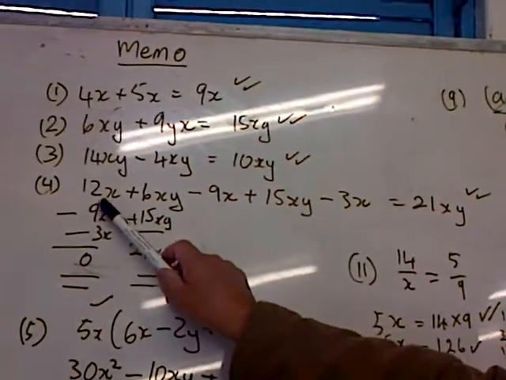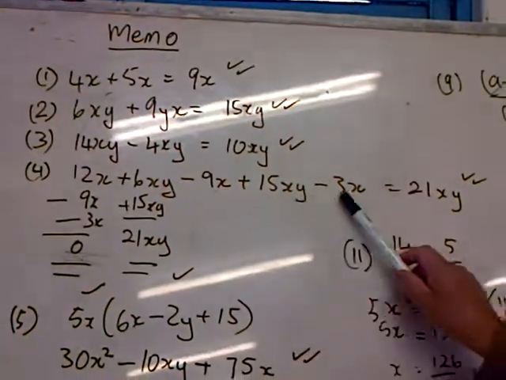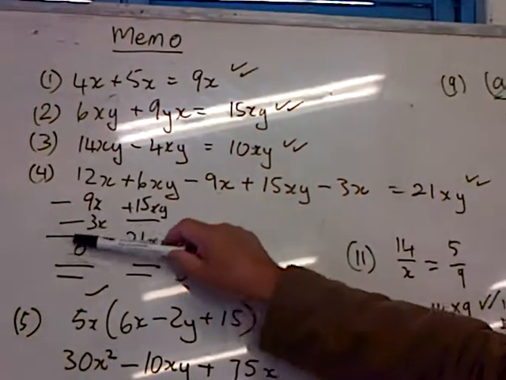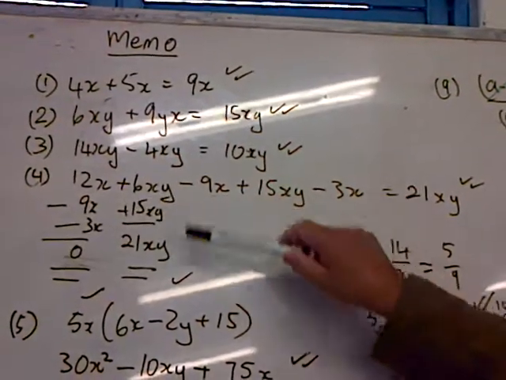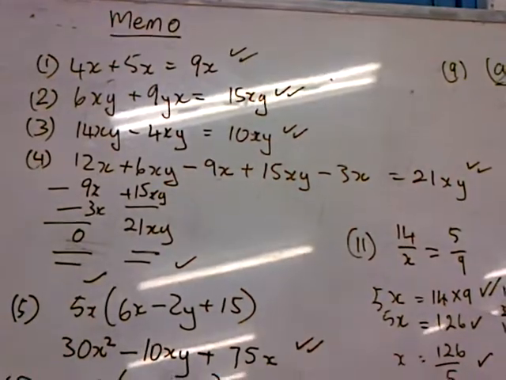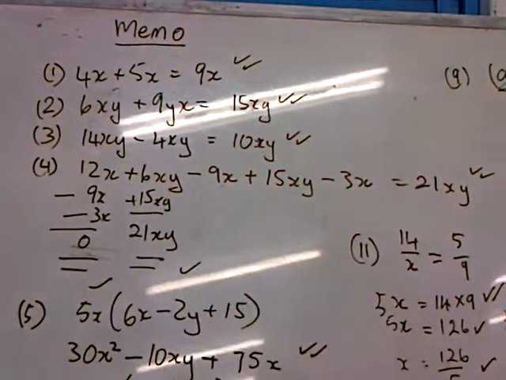This one here, you look at that, you just group them. Group all the x's together, xy's together. The answer is 21xy. You can't do it unless you group it first.